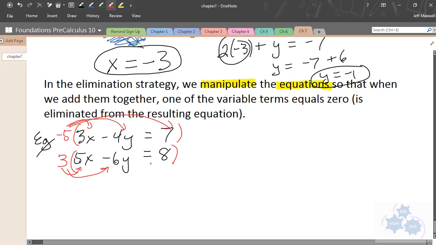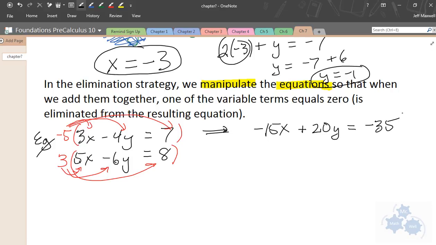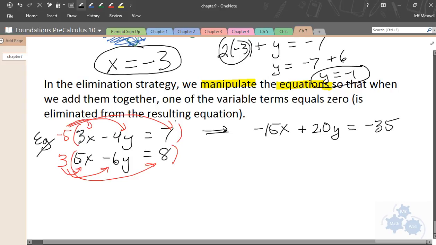All right? So the new equation becomes, I'm just going to write it over here, negative 15x, this is going to be what? Negative 5 times negative 4 is positive 20y. And what's negative 5 times positive 7? Negative 35. Good. So your multiplication tables can be really handy to have. If you're good at those multiplication tables, this is going to go real quick for you.